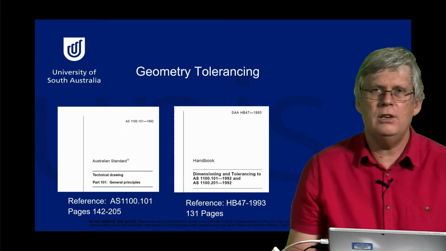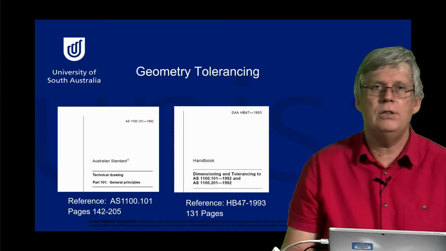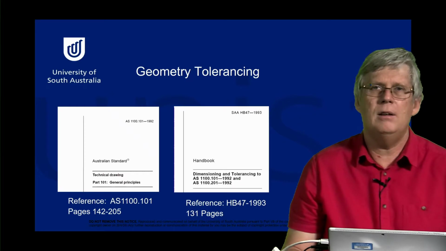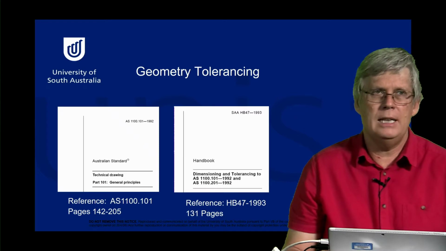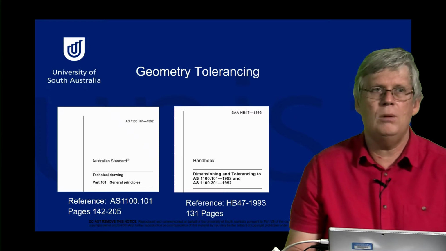Geometric tolerancing is another topic related to engineering drawings. We've looked at size, we've looked at shape. Now we want to look at the next part, which is about the total geometry.